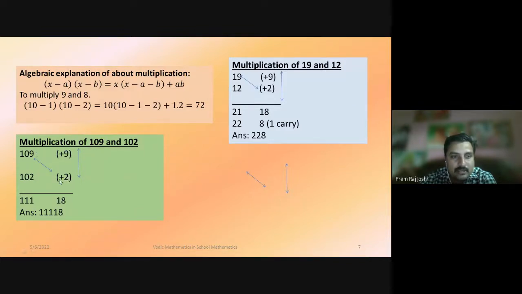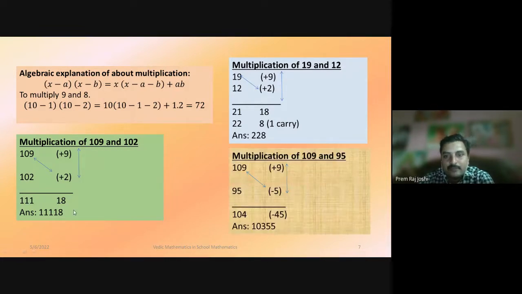And similarly, we will do cross addition, and when 109 is added to 2, we will get 111, and the final answer is like this. And similarly, sometimes one number can be greater than the base, and another number can be less than the base. In such a case also this formula works.